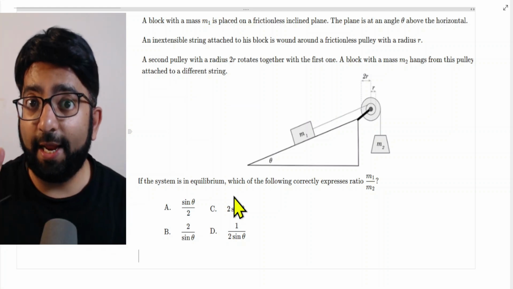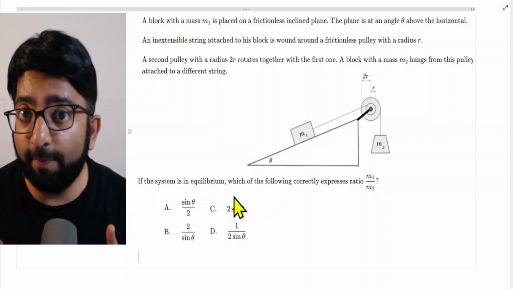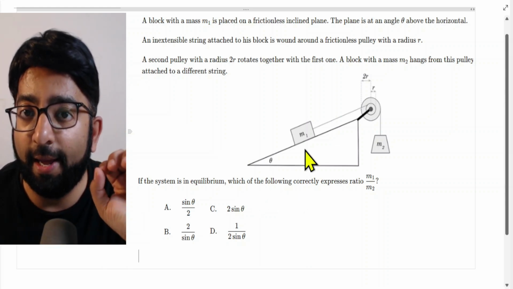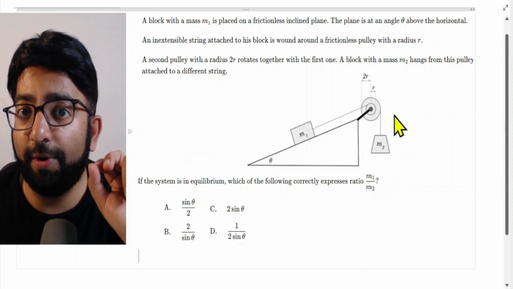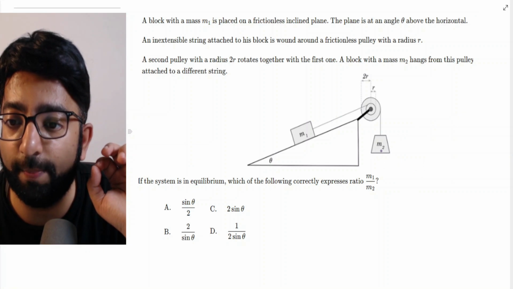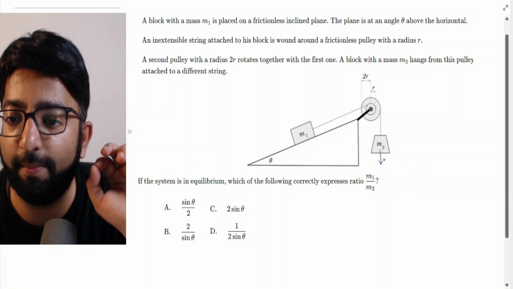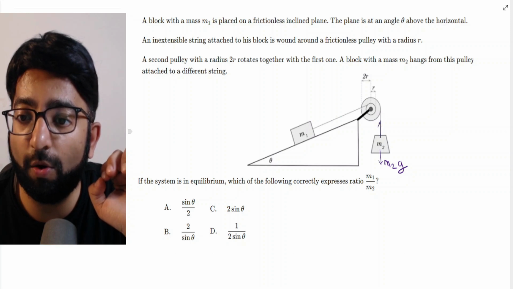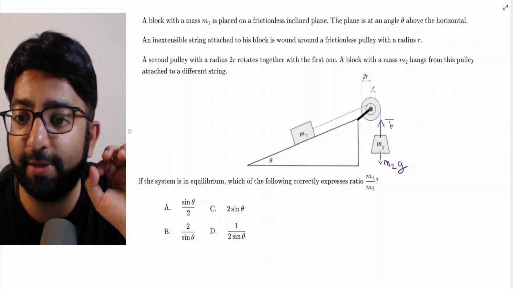So we will start with step number one, which is to draw the free body diagram of every object in the system. So we have three objects here, M1, M2, and the pulley. Starting with M2, the first force acting on M2 will be the weight of M2, which is M2G acting downwards. And then we will have tension acting along the string, and let's call this tension T2.